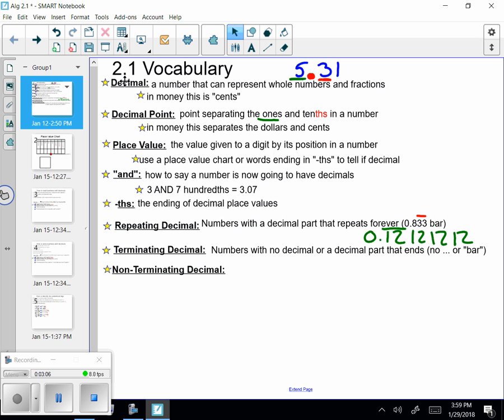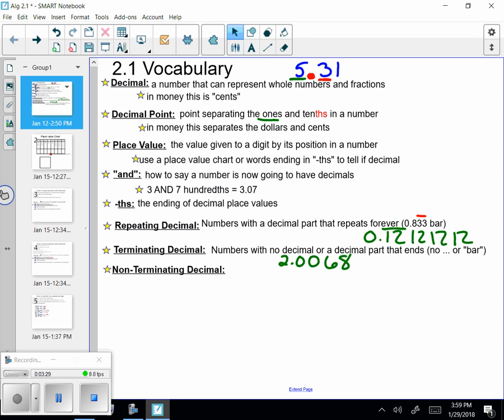Terminating decimal: numbers with a decimal part that ends. There's no ellipsis, or there's no bar over it. If I just have the number 2.0068, there's no ellipsis, there's no bar over it, it stops. The decimal terminated, or stops.